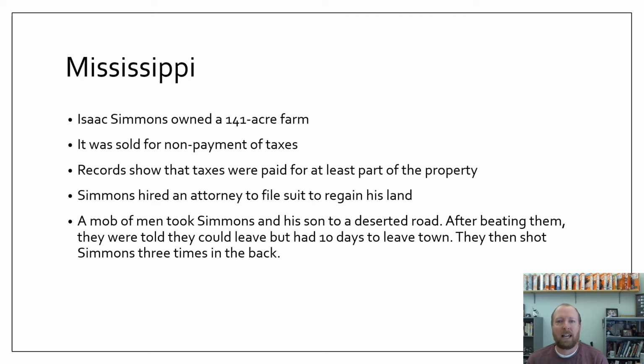A mob of men came and took Simmons and his son to a deserted road. They began to beat them. After they beat them, they said, "You have 10 days to leave town," and let the 2 men leave. As they were leaving, Simmons was shot 3 times in the back. His land then was never given back to his family, but was then transferred to a new ownership.